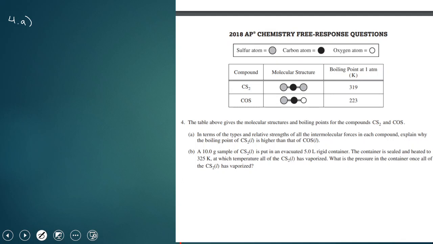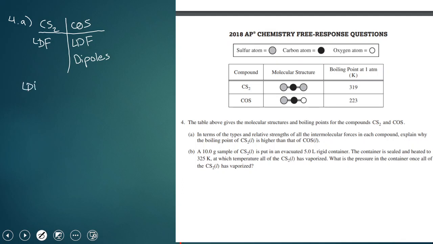They very commonly ask these kind of things. So I'll just create a table really quick. So I'll say CS2, COS. This one only has London dispersion forces. This one also has London dispersion forces, but there's an oxygen bonded to a carbon. So I see dipoles. However, why exactly is the boiling point of CS2 greater than the boiling point of COS? And in this case, by a significant degree.